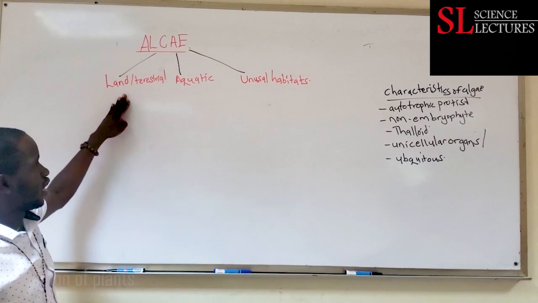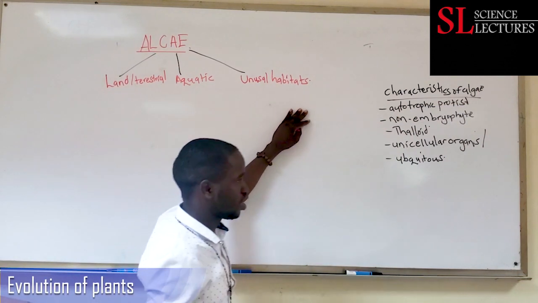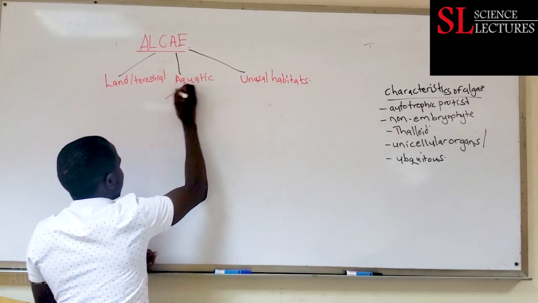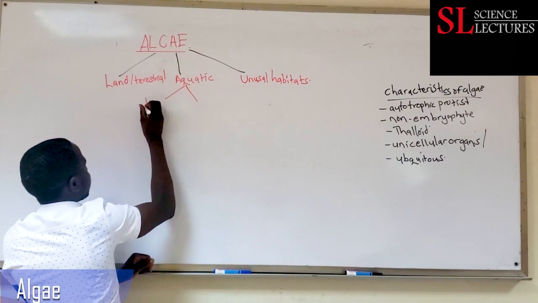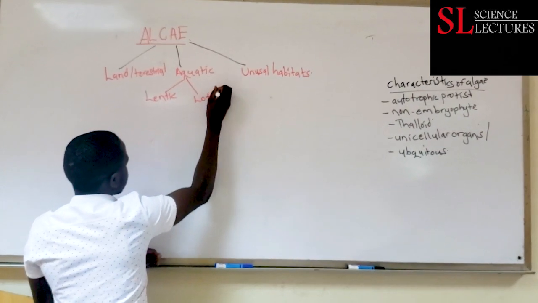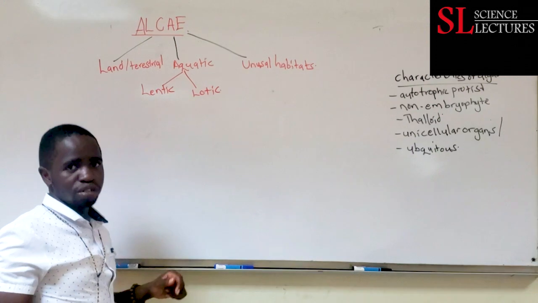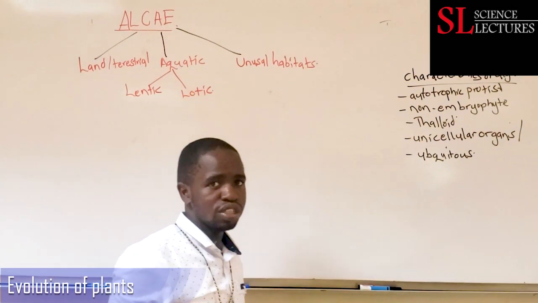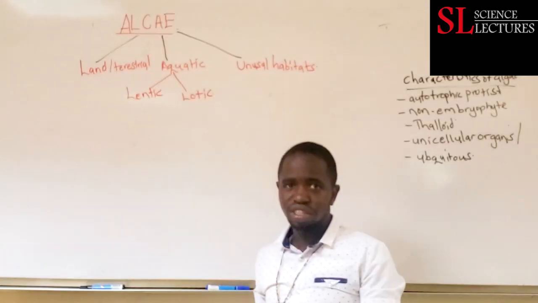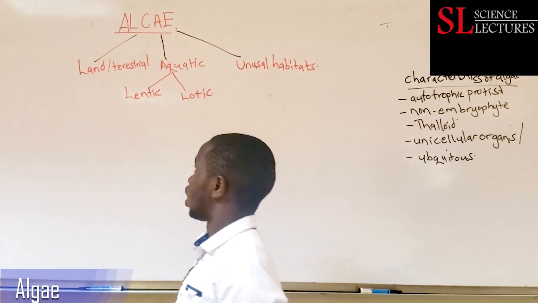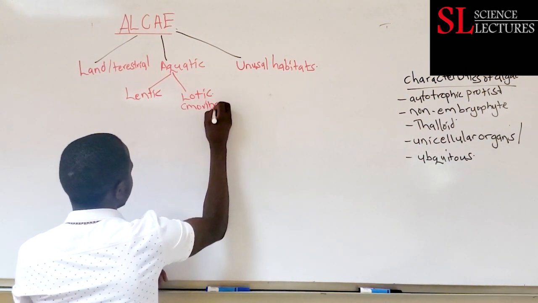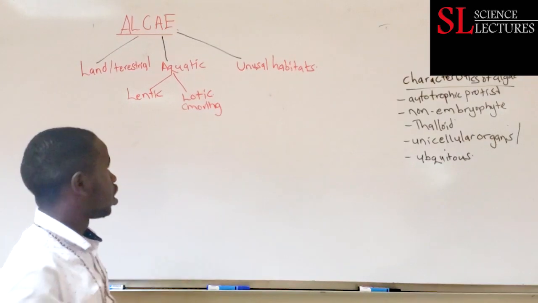So algae is either terrestrial, aquatic, or found in unusual habitats. Then the aquatic algae is divided into two: lentic algae and lotic algae. Lentic algae is the one that you find in stagnant waters, for example, in ponds, in lakes, and the likes.